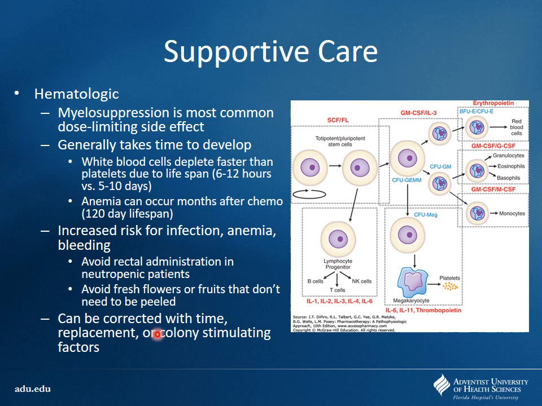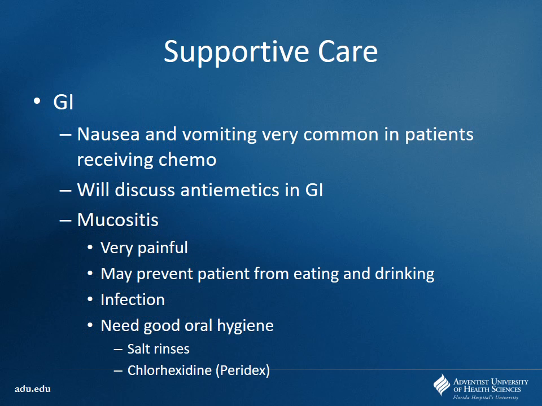And just keep in mind that they can be corrected with time, but in some cases, we want to recover patients a little bit faster. We'll give these colony stimulating factors to do that. So either erythropoietin, or we'll give them actual GM-CSF, which helps to replenish their white cell line as well.